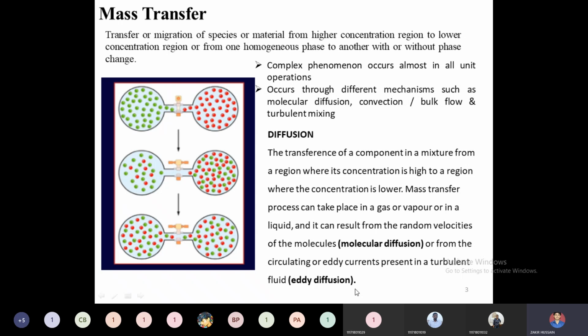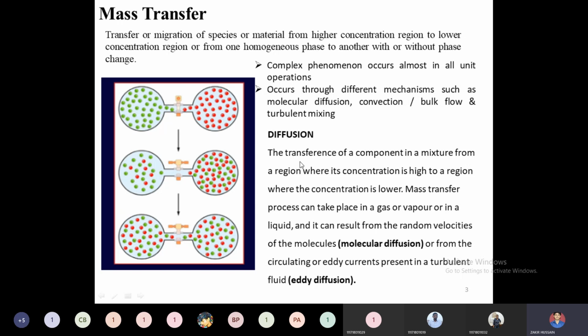It occurs through different mechanisms, that's what we are referring to. The mechanisms like molecular diffusion, bulk or convection transport, and turbulent mixing with some agitation. When we provide some agitation, it is nothing but turbulent mixing. That is causing eddy diffusion. Eddies will form, some packets of eddies will form. Then packets of eddies will be responsible for dissolving the solids into the solvent. That is called the turbulent mixing process.